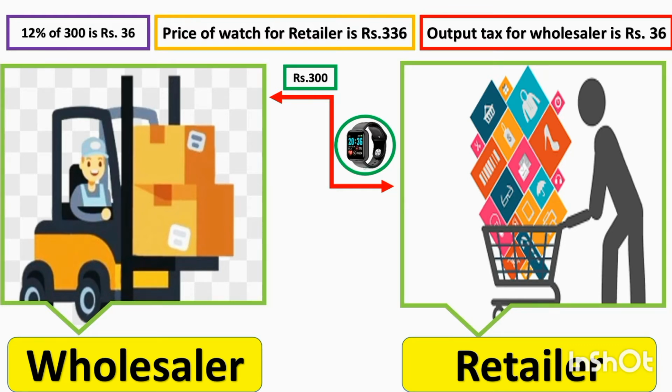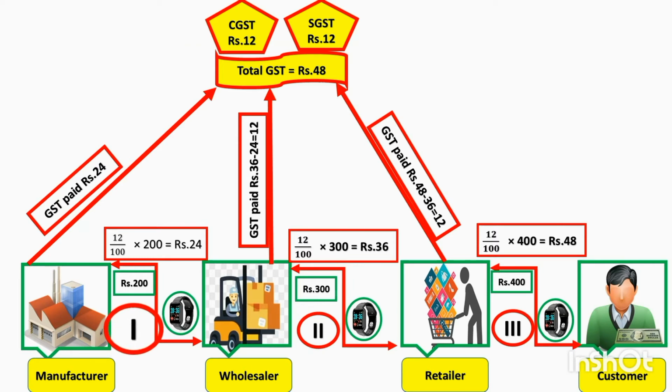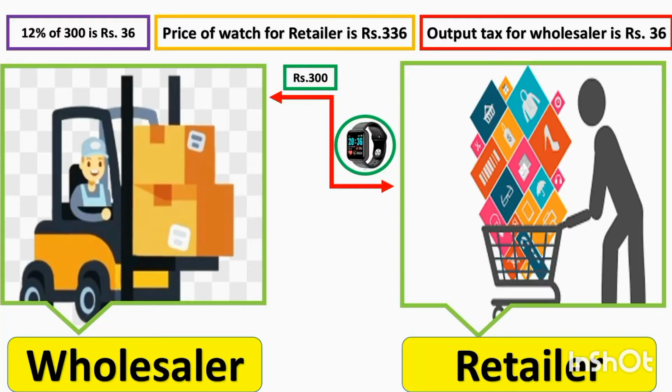GST payable to the government is 36 minus 24, means 12 rupees. While paying GST to the government, the wholesaler will deduct his input tax amount from output tax and then the remaining amount he will pay to the government. So, this deduction of input tax from output tax is called input tax credit.